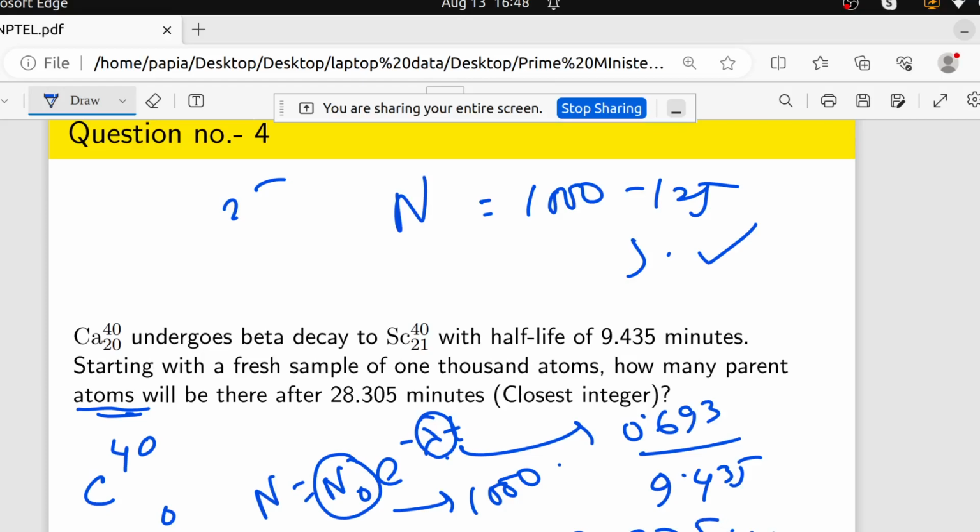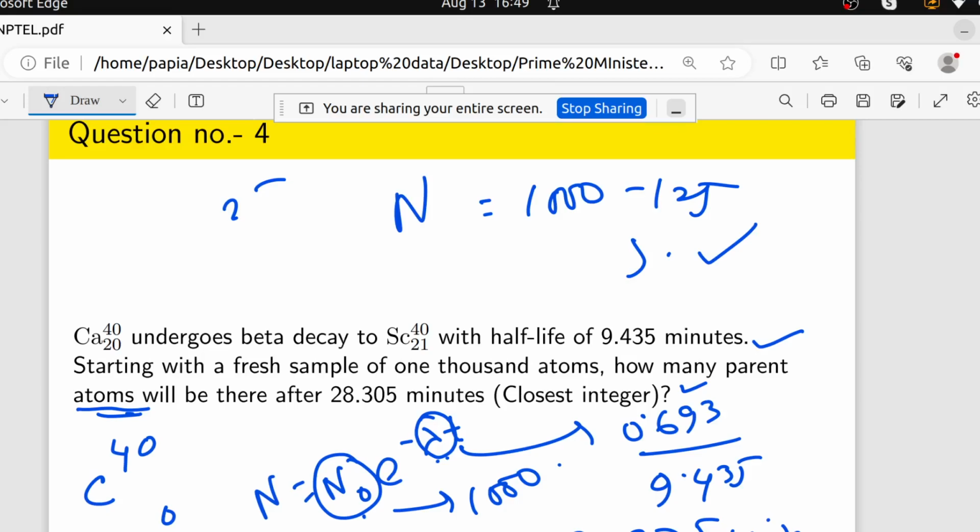28.305 minutes. You can see that the half-life is in minutes and the time is also in minutes, so there is no problem in unit conversion. Then you just put the lambda value, t value and N0 value, and we can have N. I have calculated it, and N was nearly 125.